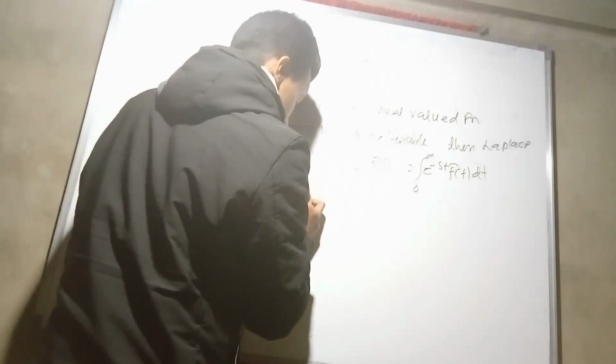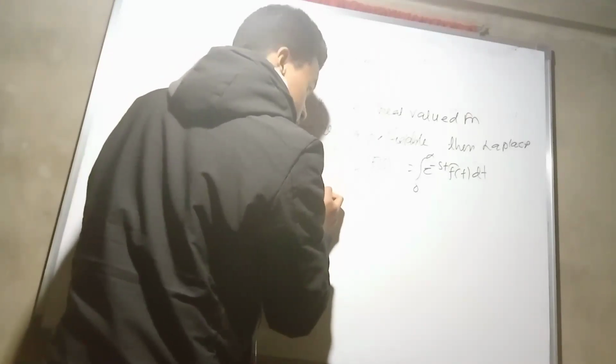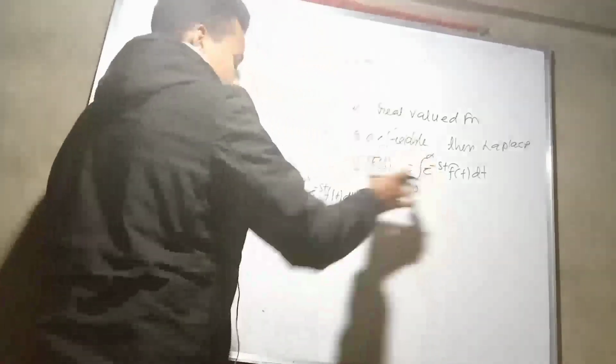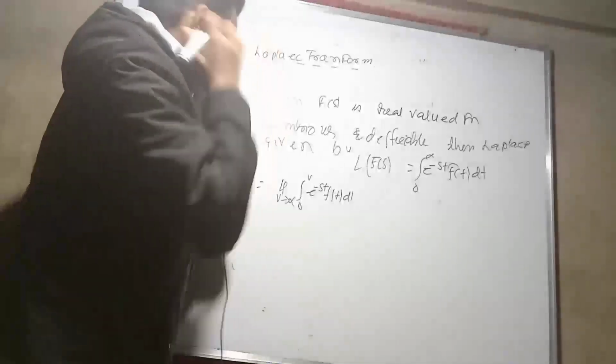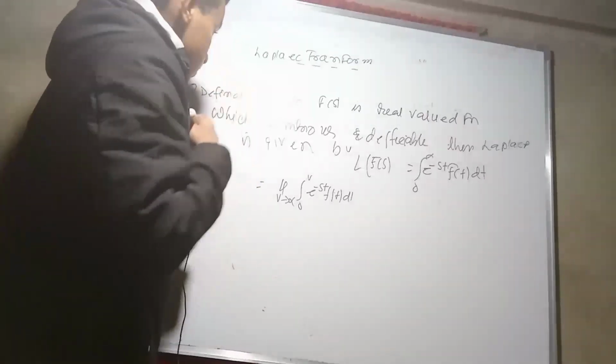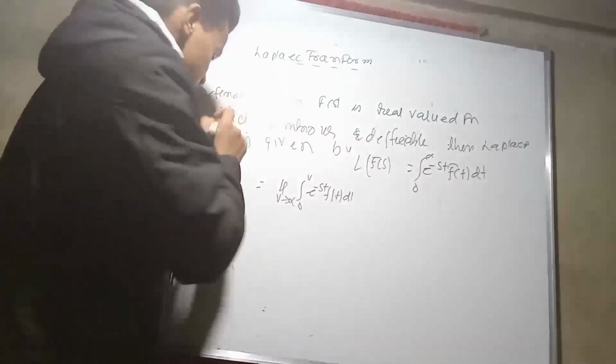Now this can be written as the limit b tends to infinity of the integral from 0 to b of e to the power minus st f of t dt. These two definitions are equal. So this is the definition of the Laplace transform. Now let's look at some examples of Laplace transform.